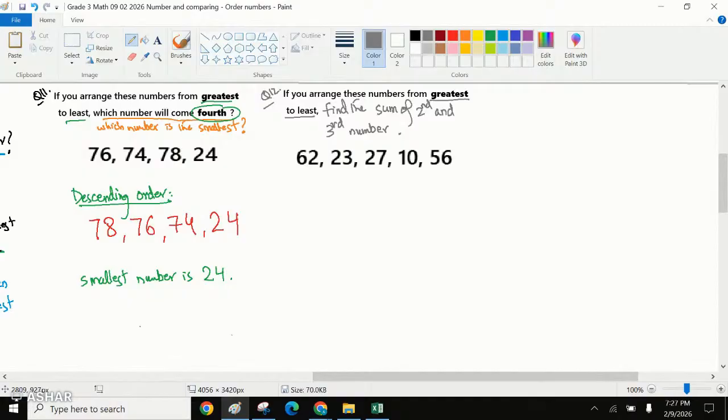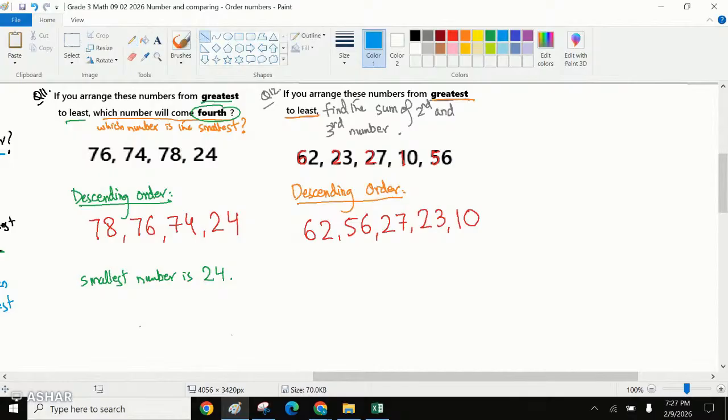It says greatest to the least, right? Whenever we are going from the largest number to the smallest number, we say it is descending order. The largest number over here would be, because the tens positions are these, right? So that means the largest is 62, the second is 56, then 27, 23, and the last one would be 10.